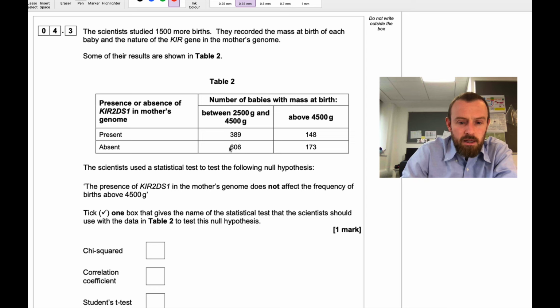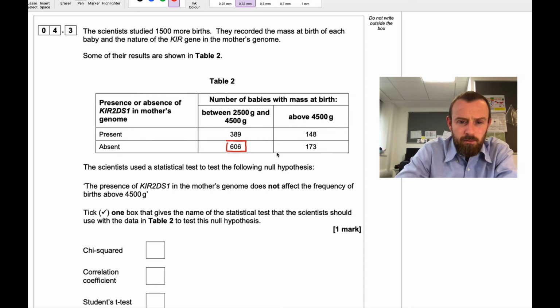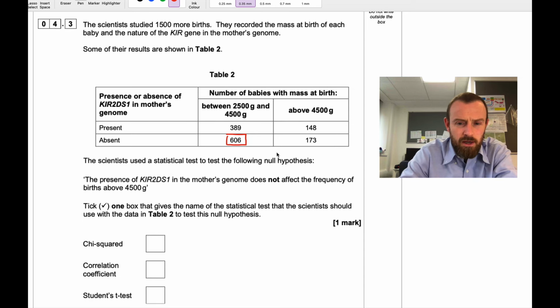And this is more absent. And this is still more absent, but the ratios are a lot different. It might be worth looking at the ratios here. Maybe, but I'll keep going and we'll see if we need to do that later.